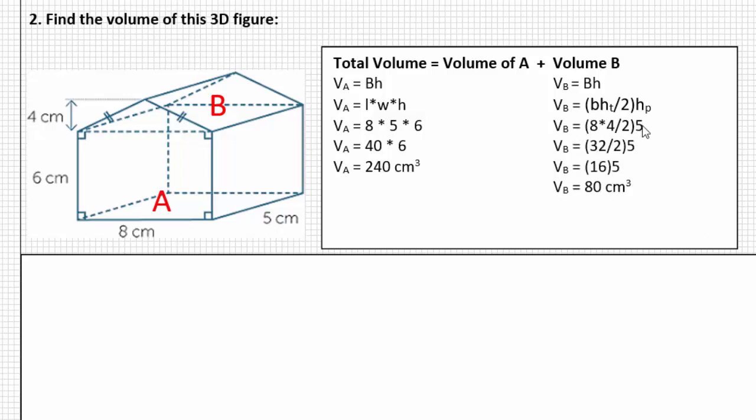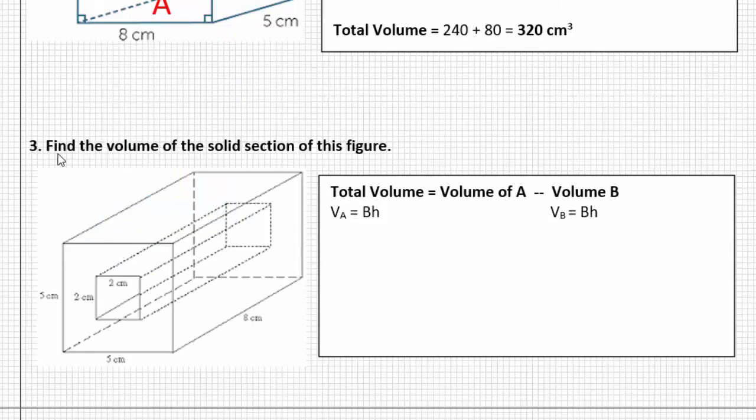How'd you do? Plugging in those values we had discussed, 8 for the base of the triangle and 4 for the height of the triangle, gave me a total volume of that triangular prism of 80 centimeters cubed. Now I'm ready to combine them to find my total volume. So the total volume of this 3D figure, with the rectangular prism and the triangular prism combined, would be 320 centimeters cubed. Let's look at one last example.